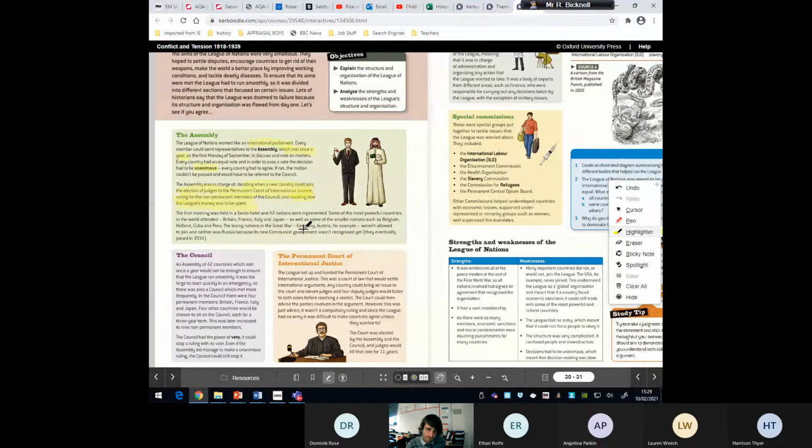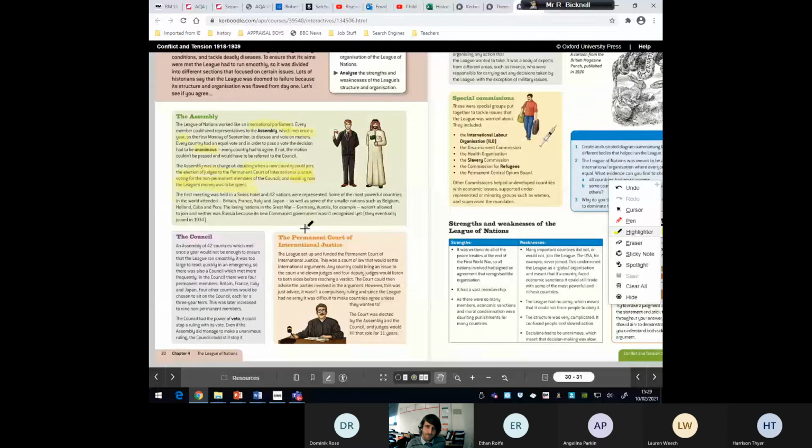So the Assembly, the most important part of the League, but definitely one of the cogs that caused the League to crack and fail. So let's move down now to the Council. The Council was formed in response to the Assembly only meeting once a year. And it says there, an Assembly of 42 countries, which meant once a year, would not ensure the League ran smoothly. And as a result, the Council was set up to meet more frequently.